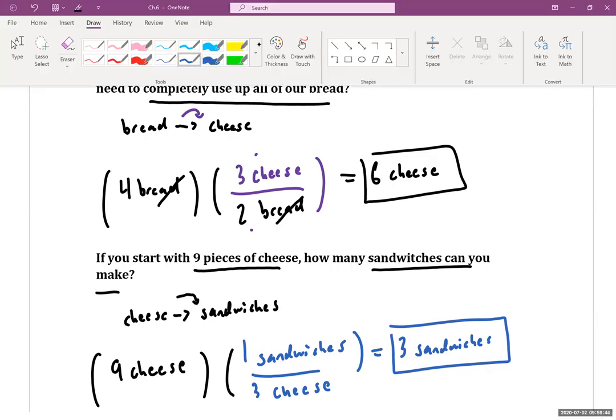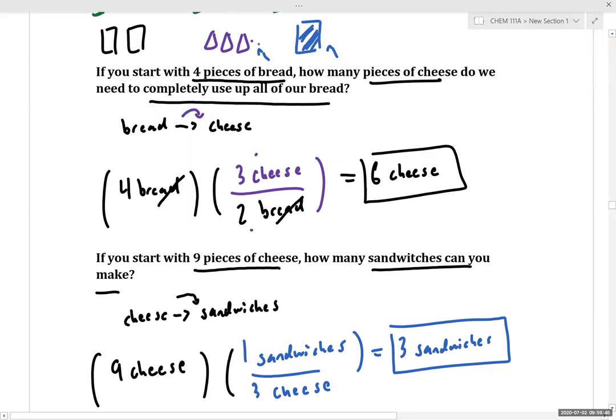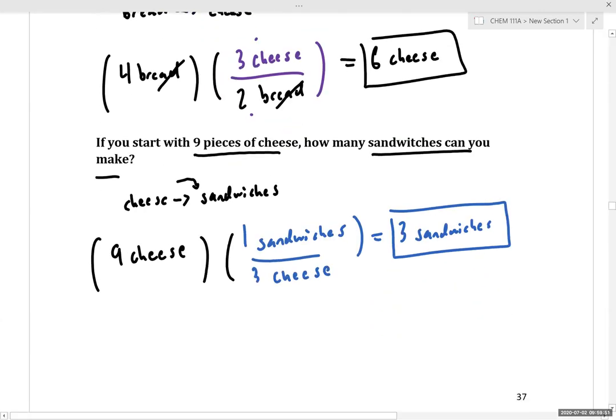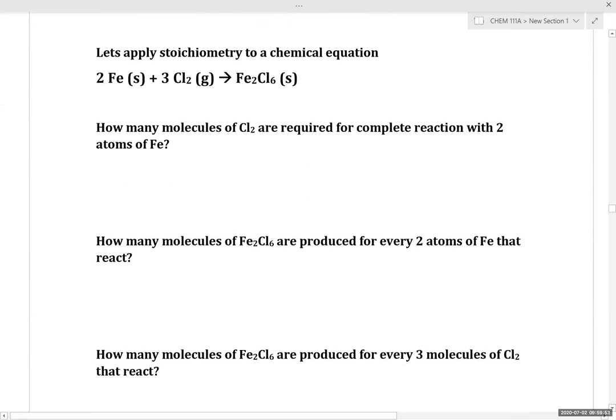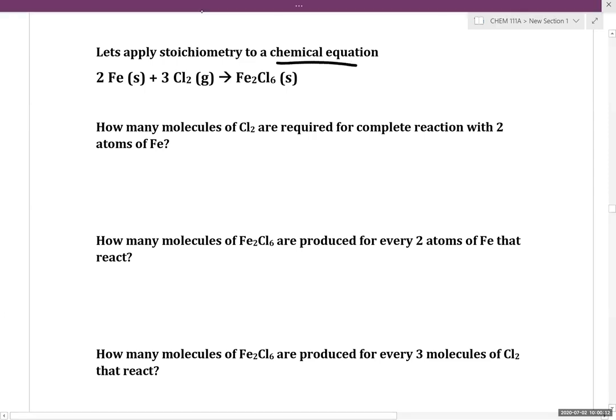Okay, so we can also convert between moles or particles of a reactant and the amount of a product. Now, it may appear like we're suddenly shifting gears and tackling an entirely unrelated equation, but let's pay attention to what we've talked about, and let's try to apply stoichiometry to a chemical equation that is related to our bread and cheese example. If you want, you can think of iron as our bread.